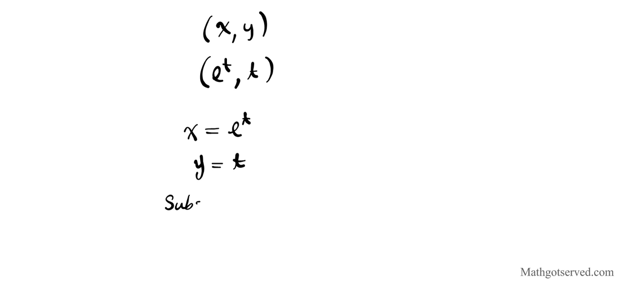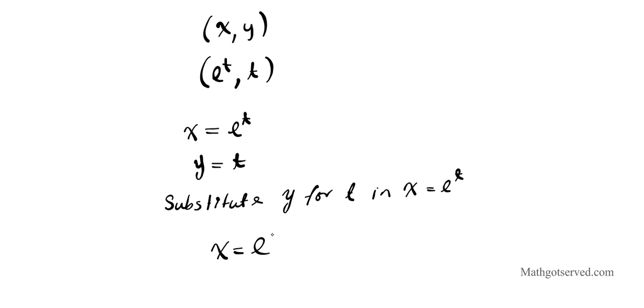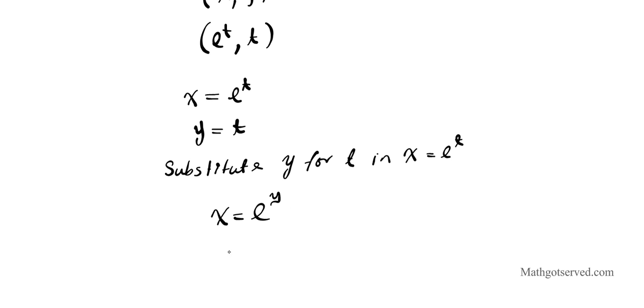So substitute y for t in x equals e^t. What does that look like? We have x equals e^y. Now if I can solve this equation explicitly for y, that will be the result I need. Remember the inverse of exponentiation: the inverse of e is the natural logarithm. So to nullify this, I'm going to take the natural logarithm of both sides. So natural logarithm of x equals the natural logarithm of e^y.